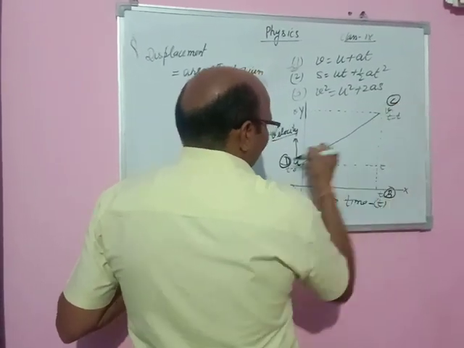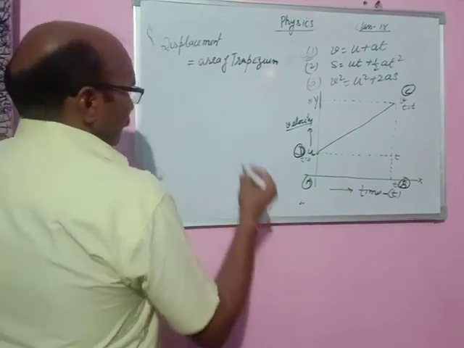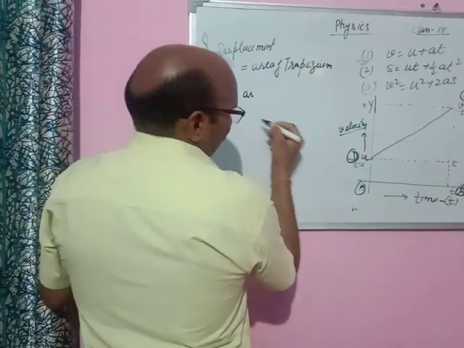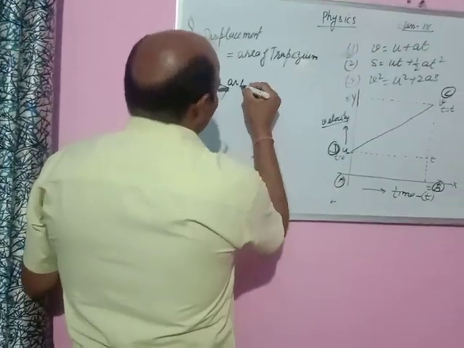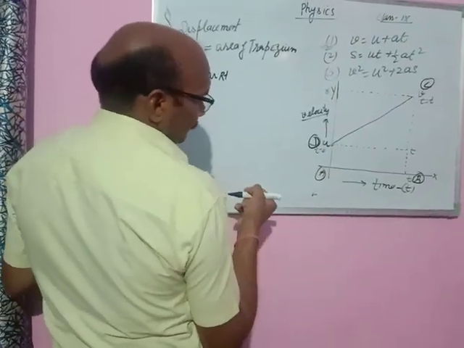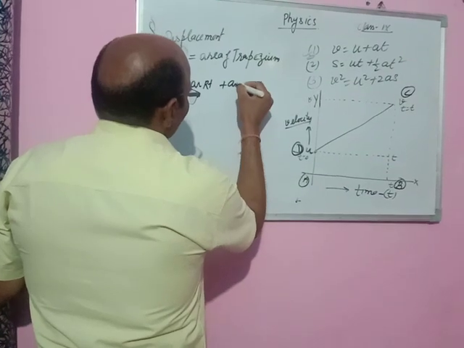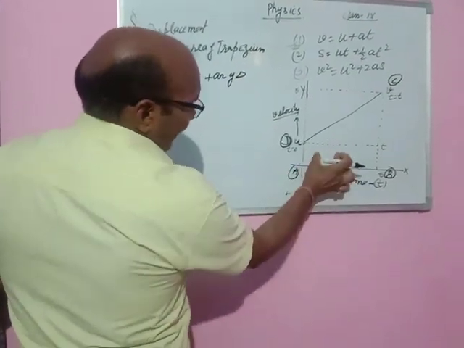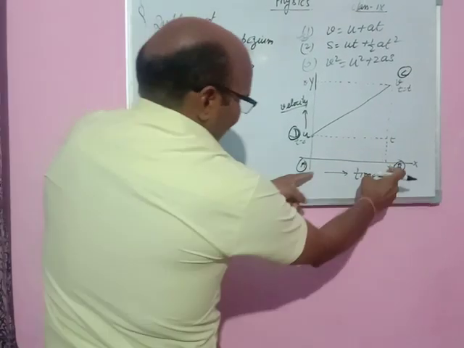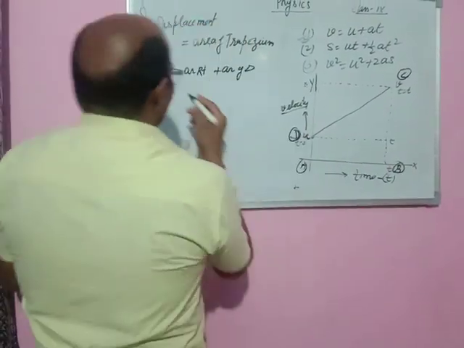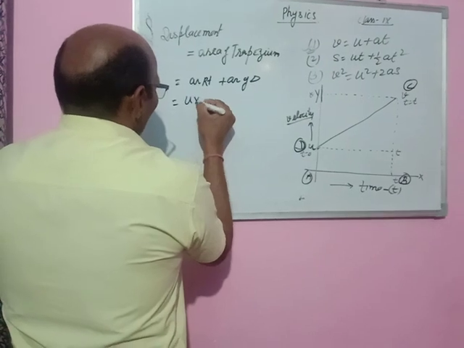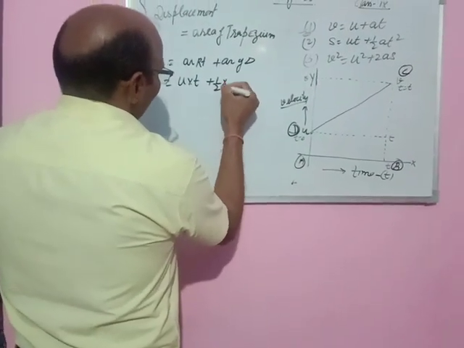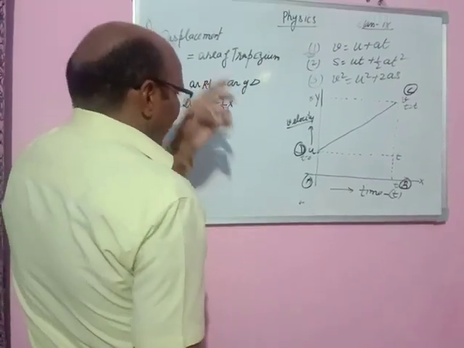A, B, C, D. This is a trapezium. So this is equal to the area of a rectangle plus the area of a triangle. The area of this rectangle, where this is time t and this is u, will be equal to u multiplied by t, plus half multiplied by the area of the triangle.